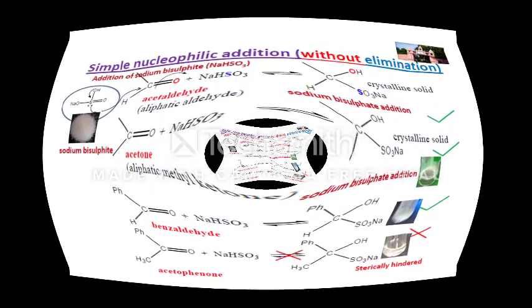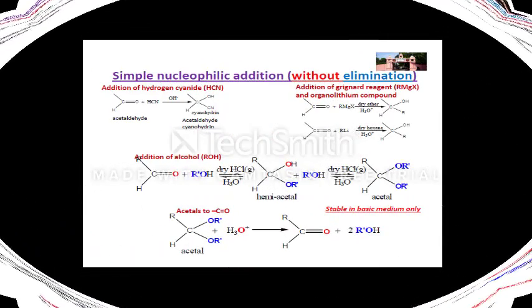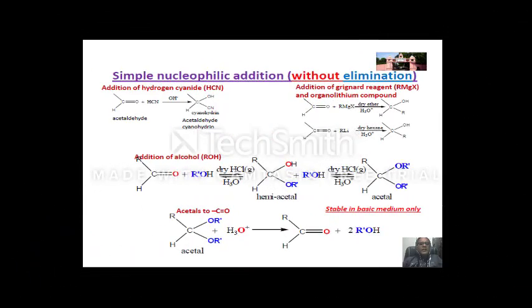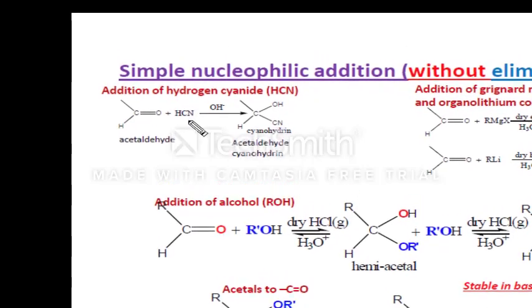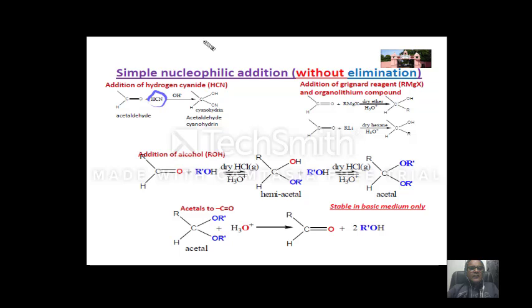We now see another slide. In this slide, we are showing the addition of hydrogen cyanide. HCN is HC triple bond N. This is a weak acid. It has an inclination to give H plus and CN minus like this. But it is a weak acid.